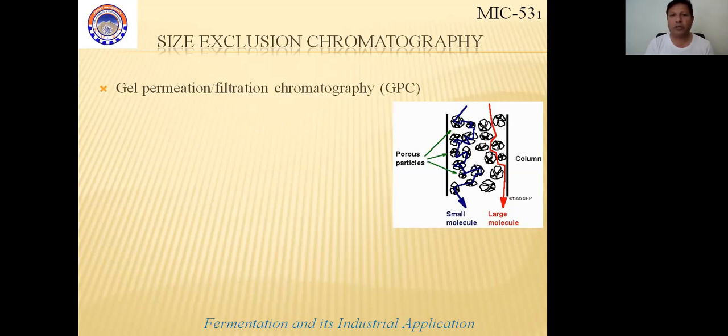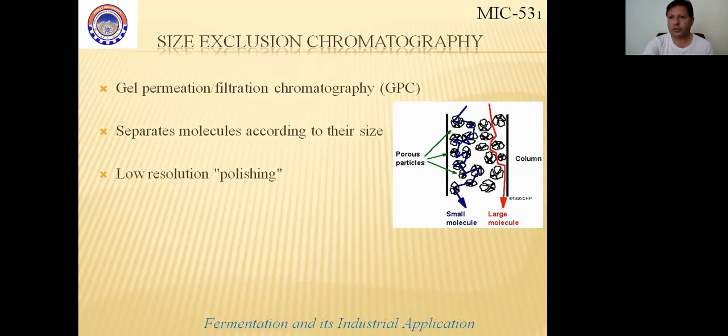For this we are using gel permeation chromatography, GPC. How does it work? It separates molecules according to their size. We have to concentrate on this point. This size exclusion chromatography separates molecules on the basis of molecular size. It has low resolution, less resolution, and tertiary and quaternary structures can be formed from the fine product.